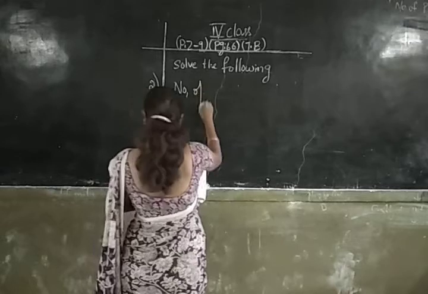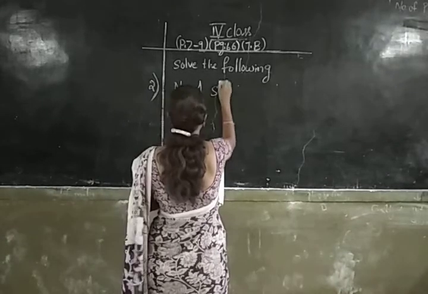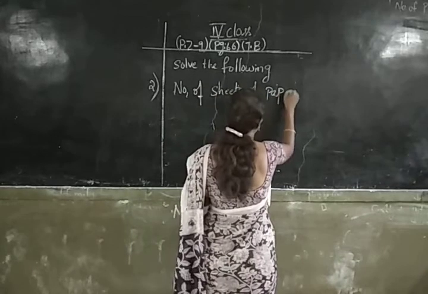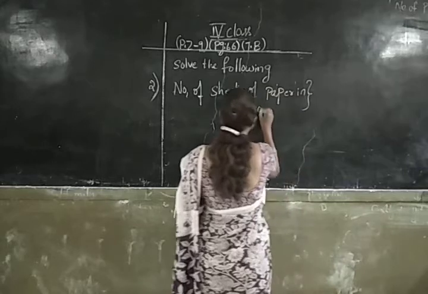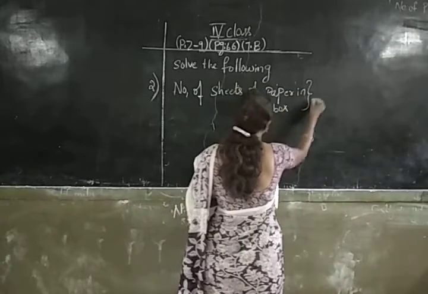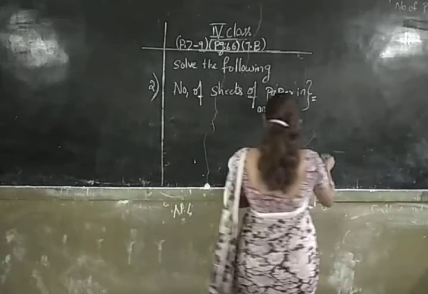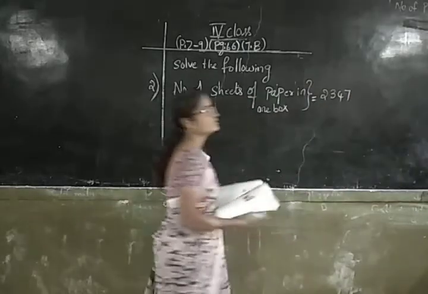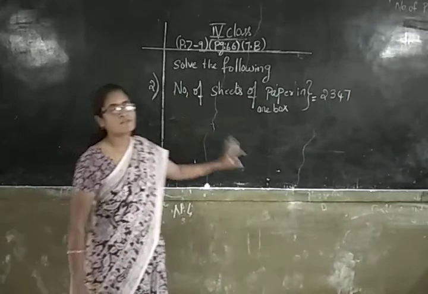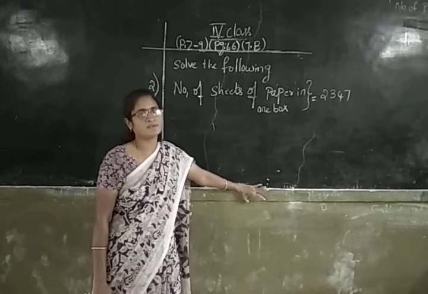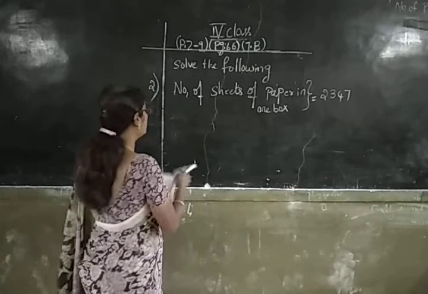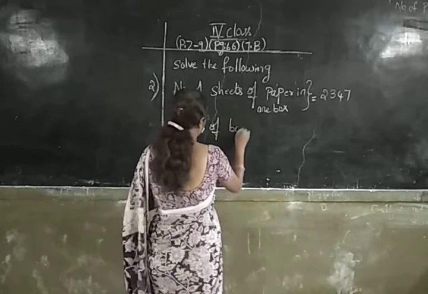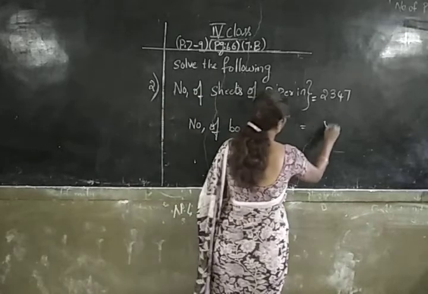Number of sheets of paper in one box. So how many sheets of paper in one box? There are 2347 sheets of paper in one box. Now we have to find out how many sheets of paper will be there in 15 boxes. So how many boxes are there? 15 boxes. Number of boxes is equal to 15.